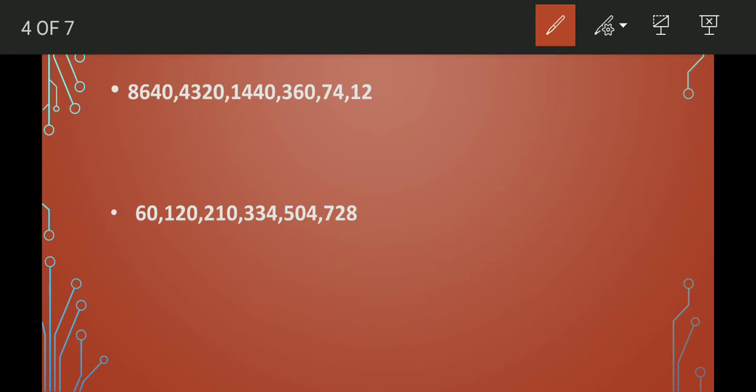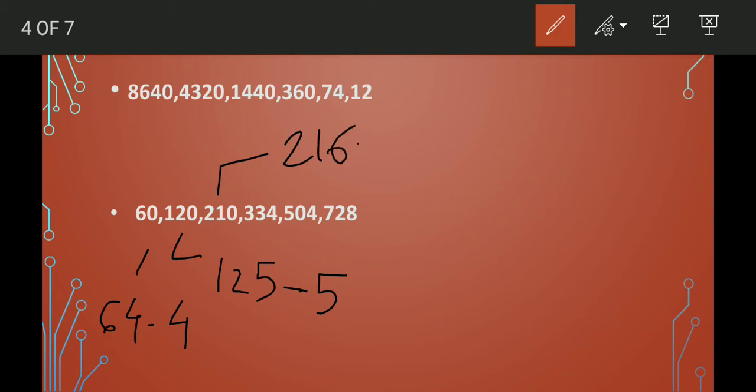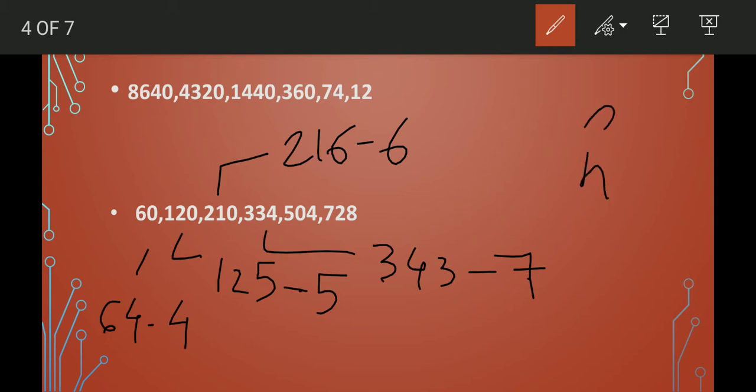Now next question. It is a different type of series and a very important one. This 60, we can write as 64 minus 4, 120 as 125 minus 5, 210 as 216 minus 6. Next, 336 as 343 minus 7. Yes, you get it right. It is a series of n cube minus n.